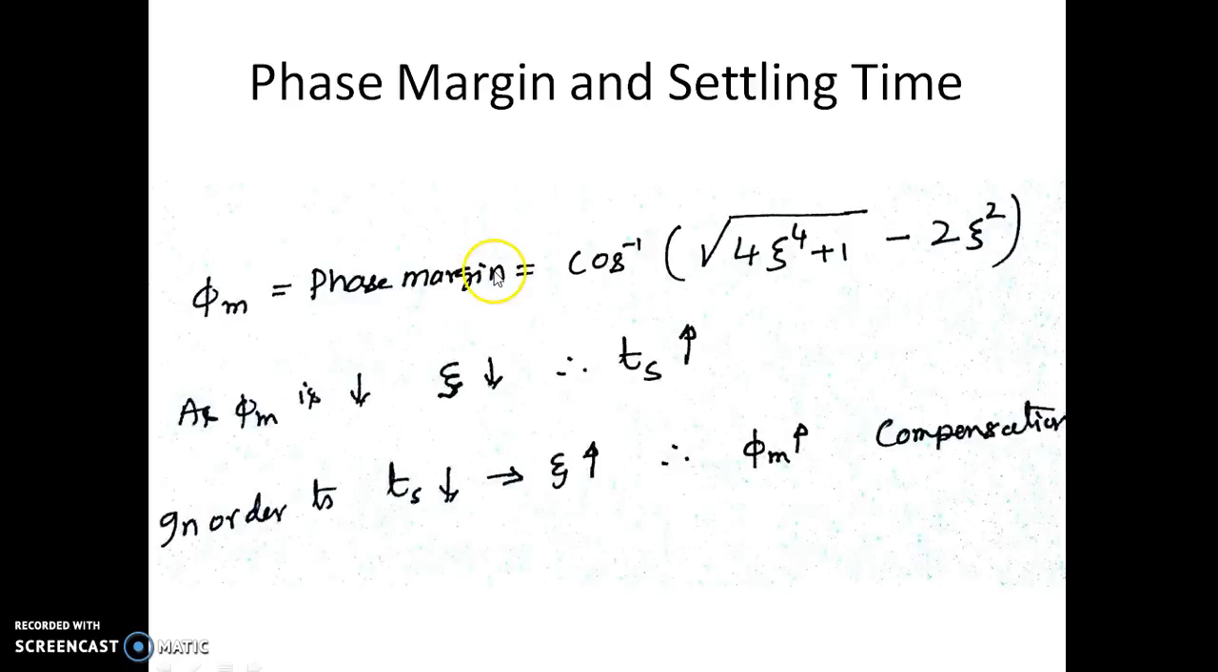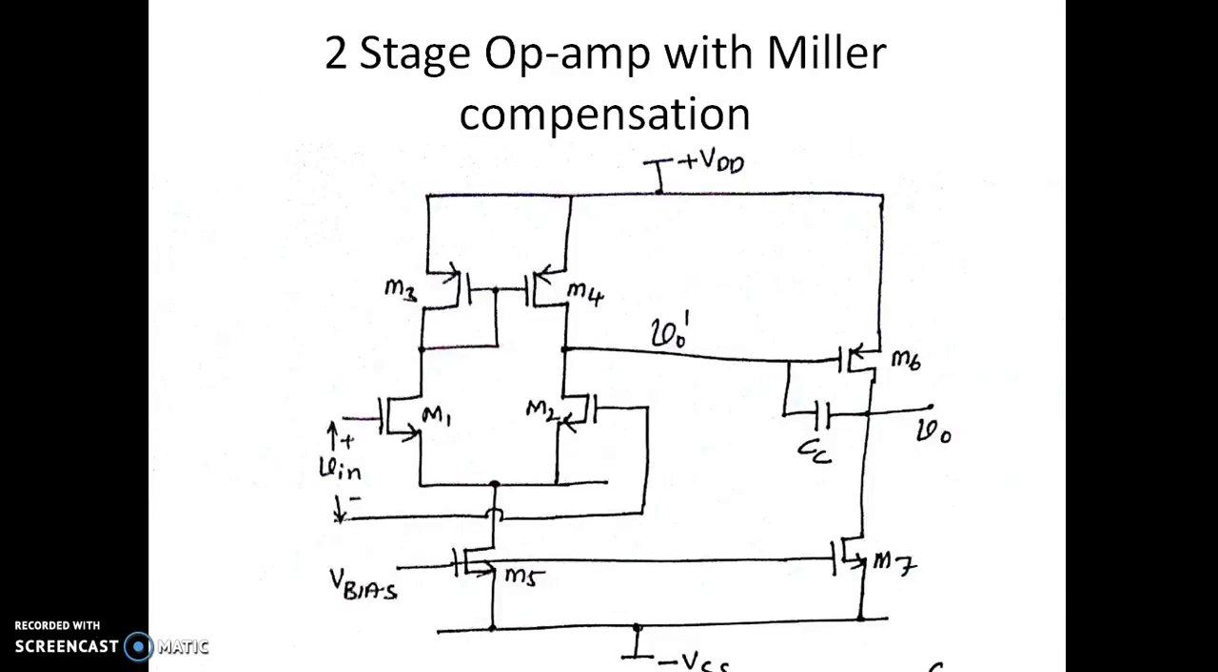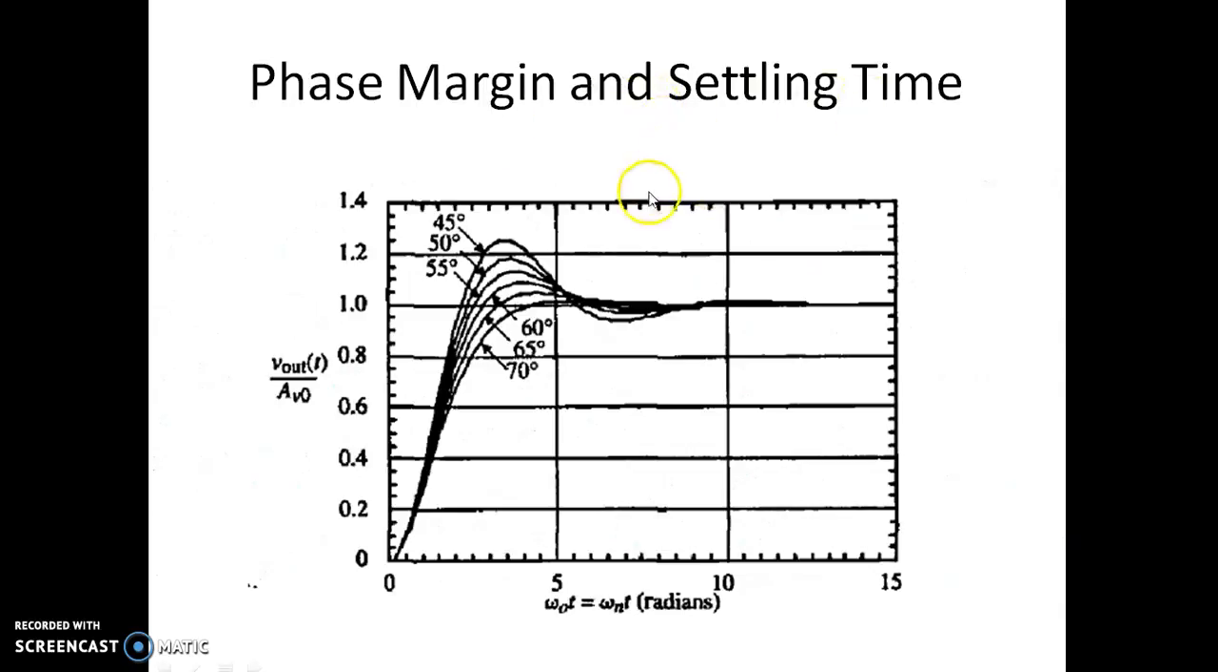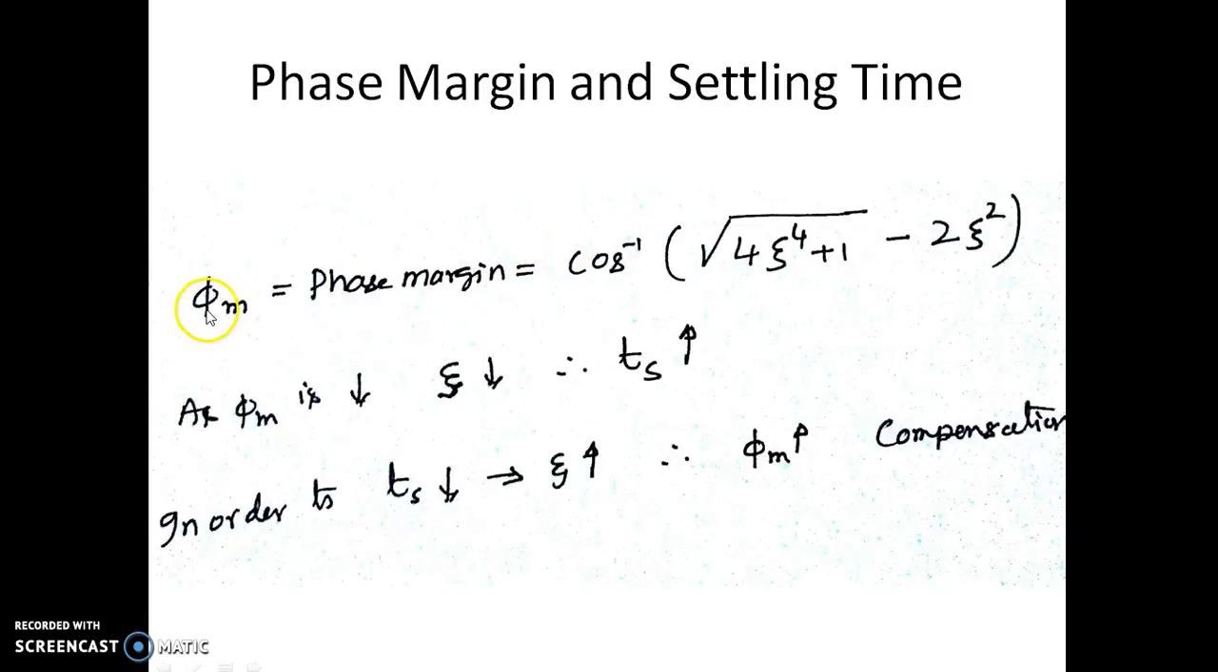Now the phase margin is related to zeta, because zeta will decide what your MP is. If the value of zeta is small, the maximum overshoot is more. So you can see now we have a phase margin of 45 degrees. We have a larger MP, so zeta is smaller. For the required phase margin, we can find out the value of zeta. If the phase margin is small, then zeta is small, so settling time is more. So in order to reduce the settling time, zeta should be increased. That is, we need to increase the phase margin.